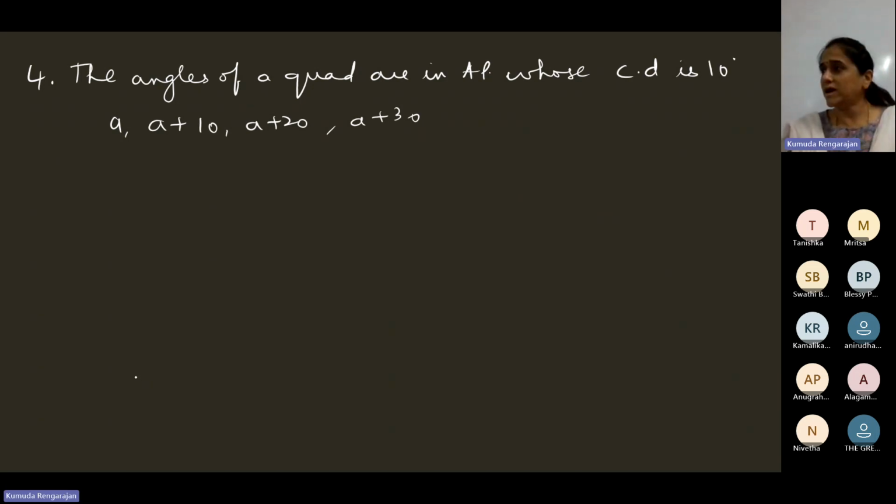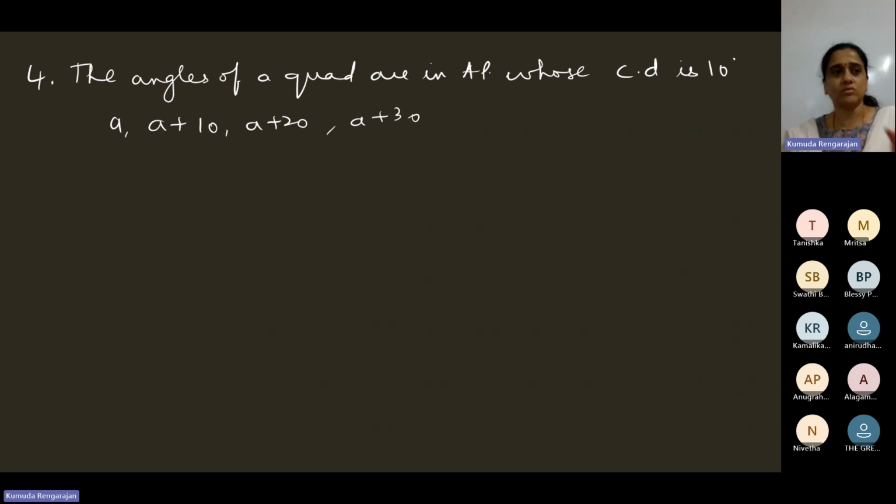We know a quadrilateral has 4 angles. Now the common difference is a positive 10. So the second angle will be A plus 10, third angle A plus 20, fourth angle A plus 30. Correct? So let the 4 angles be A, A plus 10, A plus 20, A plus 30. Then add all the 4 angles equal to 360 degrees. You will find A and hence you can find the 4 angles.